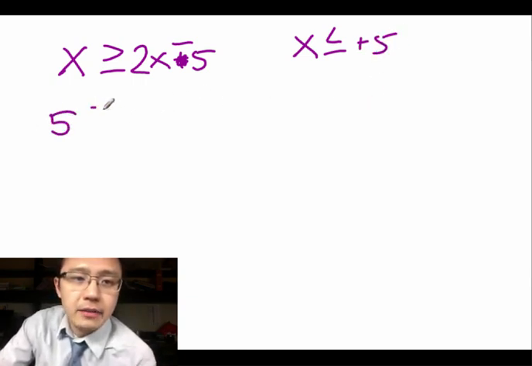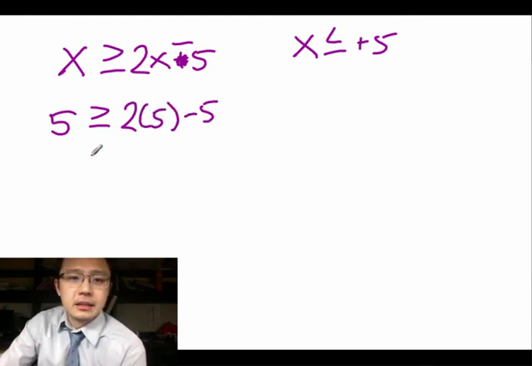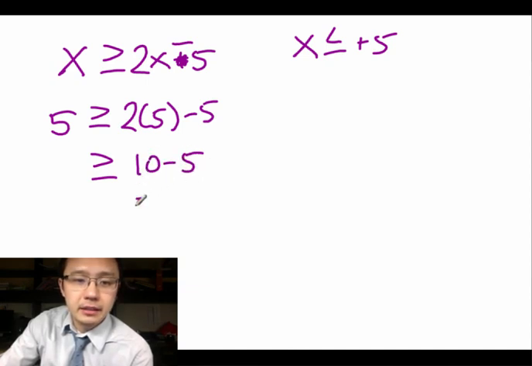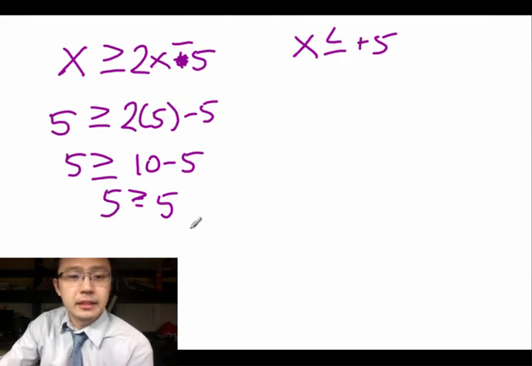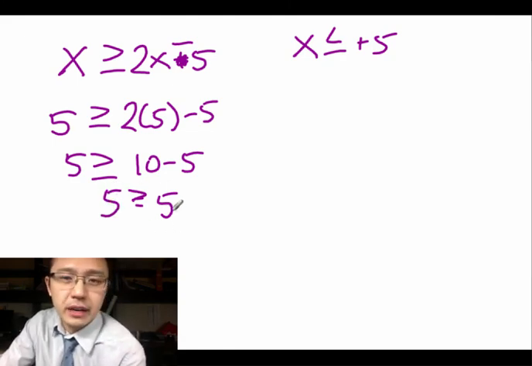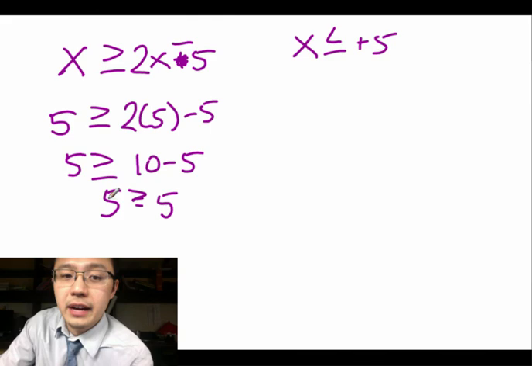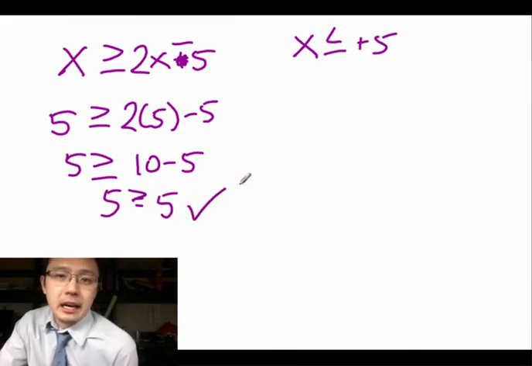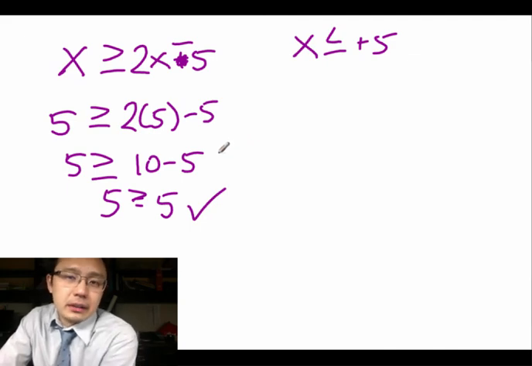Let's say 5 is greater than or equal to 2 times 5 minus 5. So 2 times 5 is 10, minus 5 is 5. 5 and 5. Does this work? 5 is greater than 5? Well, we're not going to use greater because 5 could also be equal to 5. So that works. So you checked your answer. It is consistent with your statement. Then you got it right.